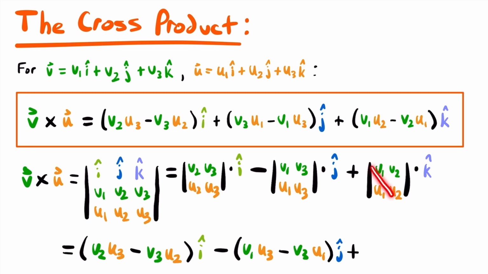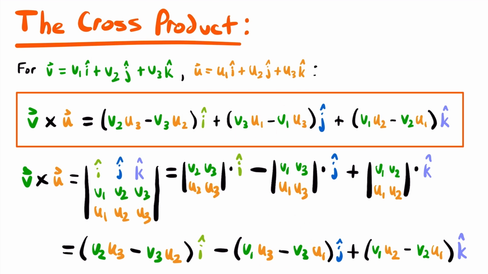Then finally, we have one more determinant to calculate. This time we'll have v1 times u2 minus v2 times u1. So I'll write v1 times u2 minus v2 times u1, and that will be multiplied by vector k. And now, take a look at what we have here. The resulting vector is pretty much identical to the definition of the cross product that I gave you to start with. The only difference is that middle term.